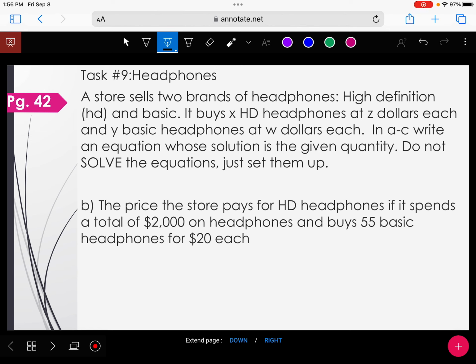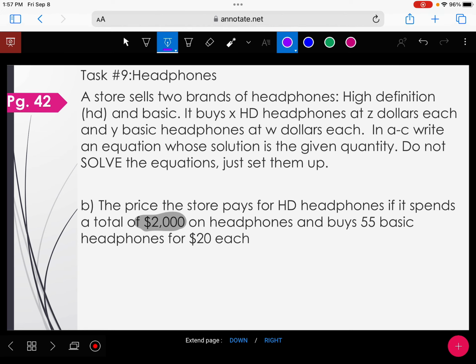Okay, same process. We want to write an equation about the price the store is going to pay for HD headphones. It's going to spend a total of $2,000 on headphones. It buys 55 basic headphones for $20 each. So it's a new situation, not tying back to A. So we've got a new total, and this time we've got information about our basic headphones.